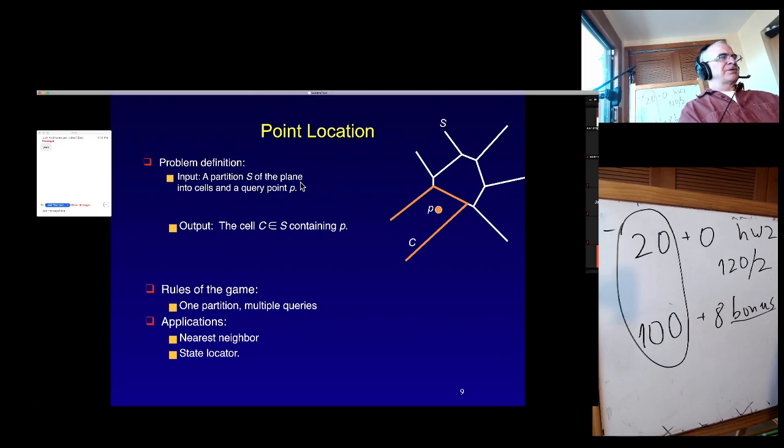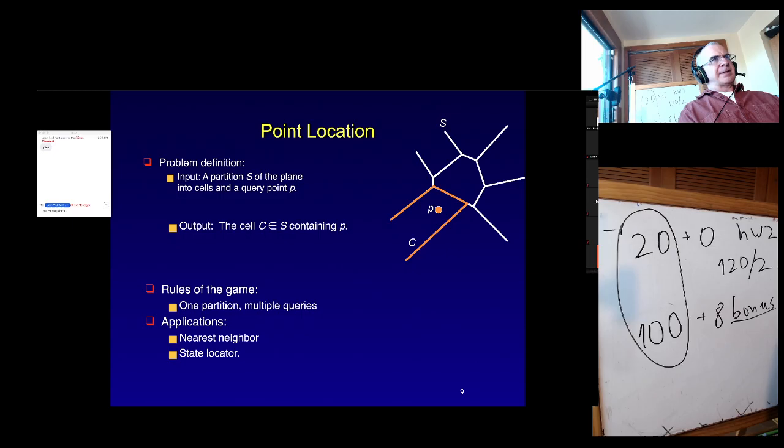So the rule of the game is, after the input is a partition, for example a Voronoi diagram, you're bombarding me with a stream of a lot of queries, and for each one of them I need to ask which cell you are in, because once you know which cell you are in, I can know what the nearest neighbor is. Just one of the many applications that you can have out there.